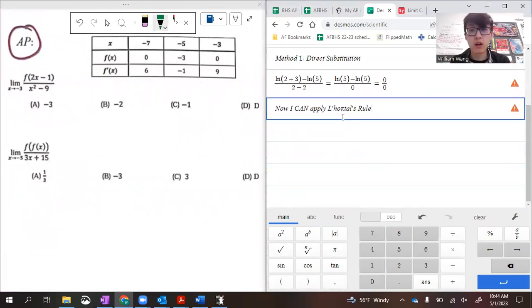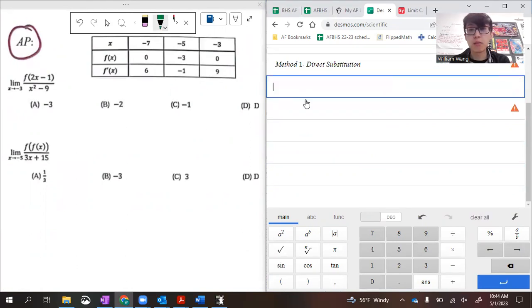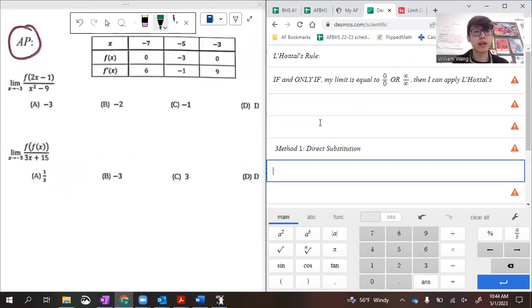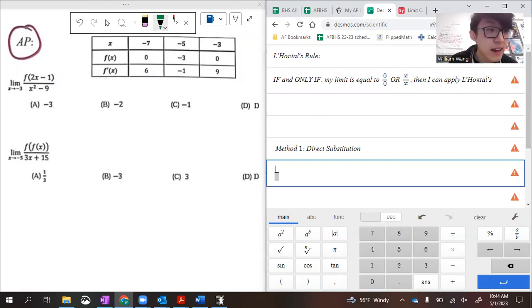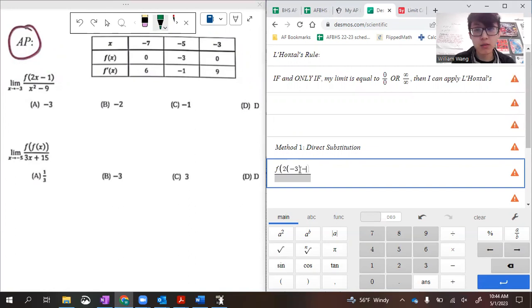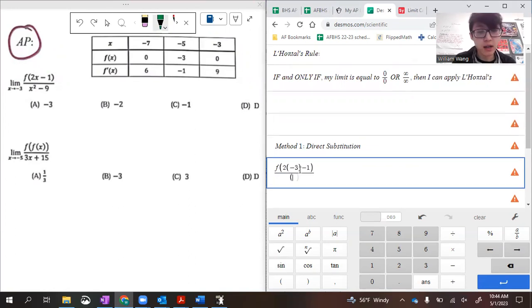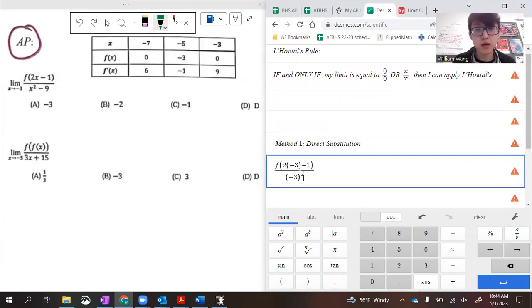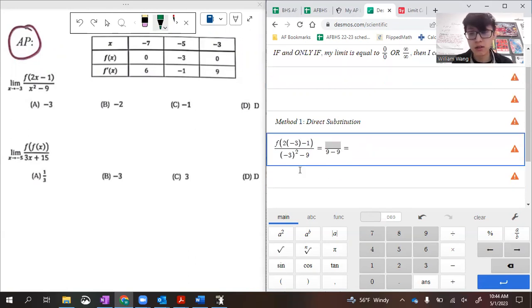These other two are also going to be L'Hopital's problems, but remember, I don't know that for sure yet. So my first method is direct substitution. So I'm going to plug in -3 for x. So it's going to be f of 2 times -3 minus 1 divided by -3 squared minus 9. All right, well, let's solve this. The denominator is going to be 9 minus 9, so I already know that's going to be 0.